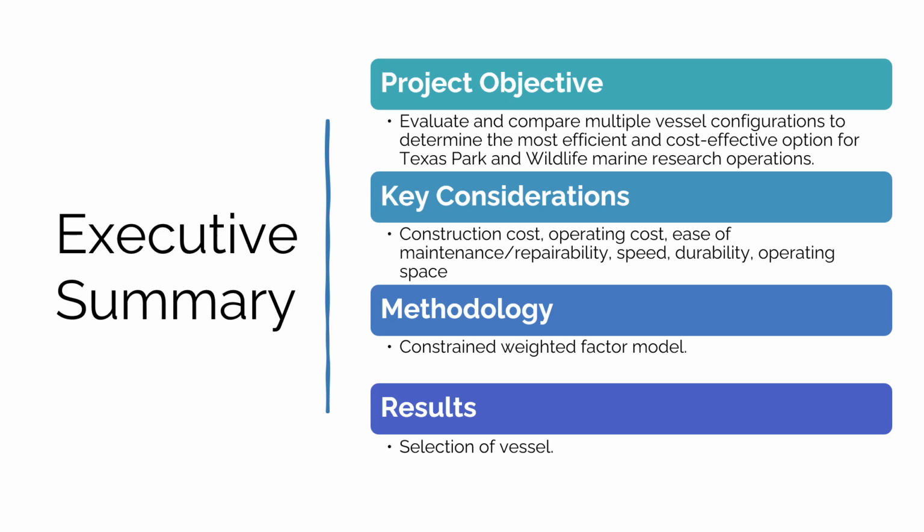Some of the key considerations we're going to be looking at are the construction cost of the vessel, the operating cost, ease of maintenance and repairability, the speed, durability, as well as the operating space for the Texas Park and Wildlife crew operating on the vessel. The methodology we're going to be using to determine which one of these is the optimal fit is the constraint weighted factor model, which we'll go through later, and then we will end the presentation with which vessel we have chosen based on this methodology.